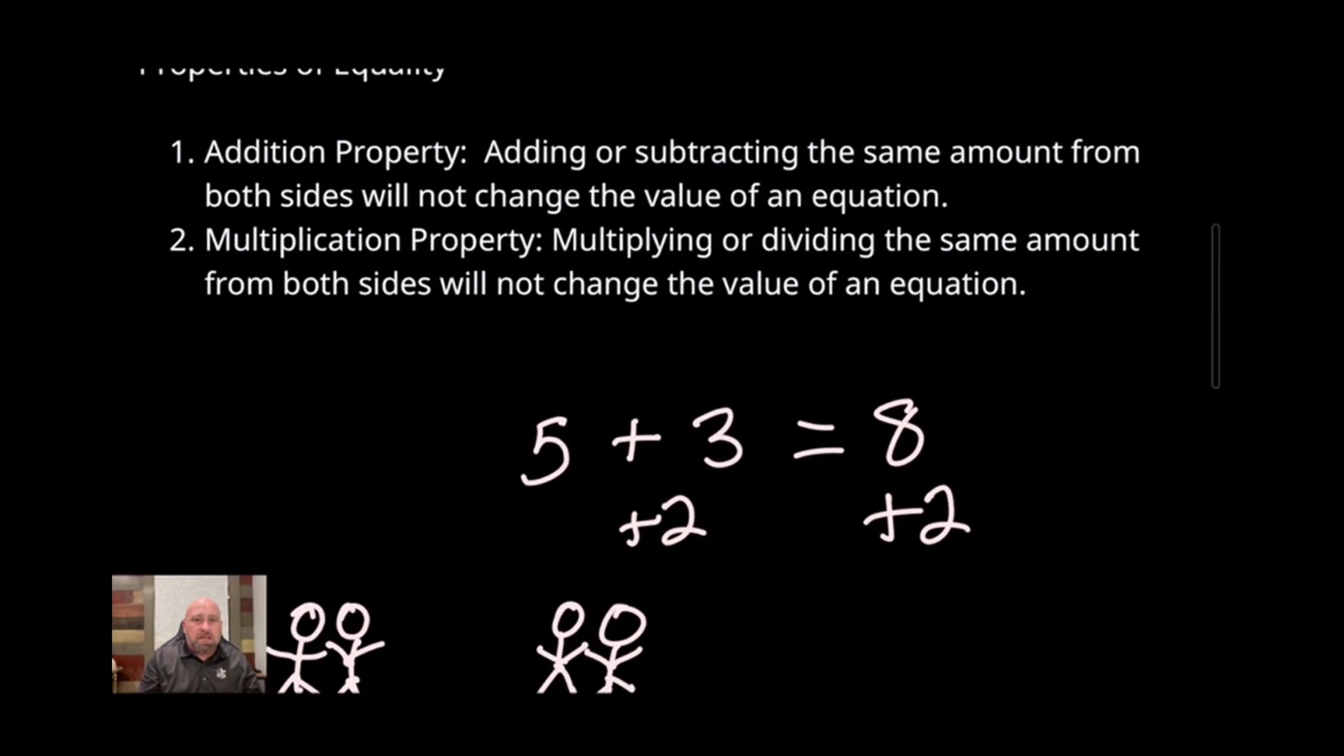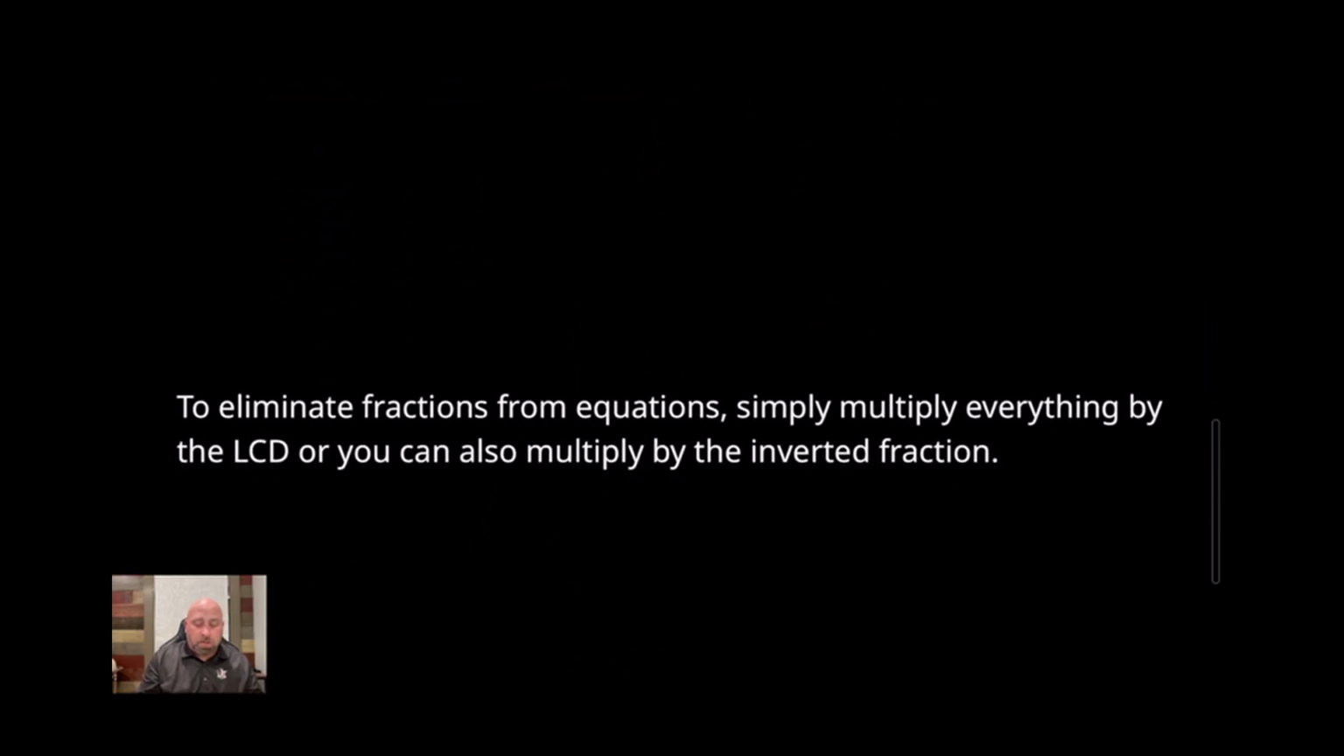Now look, it says the same thing about multiplication. The multiplication property says that if we multiply or divide by the same amount to both sides, notice it says both sides, the value of the equation will not change. Okay, so the equality does not change. So we can do these things. These are tricks to help us solve these equations.